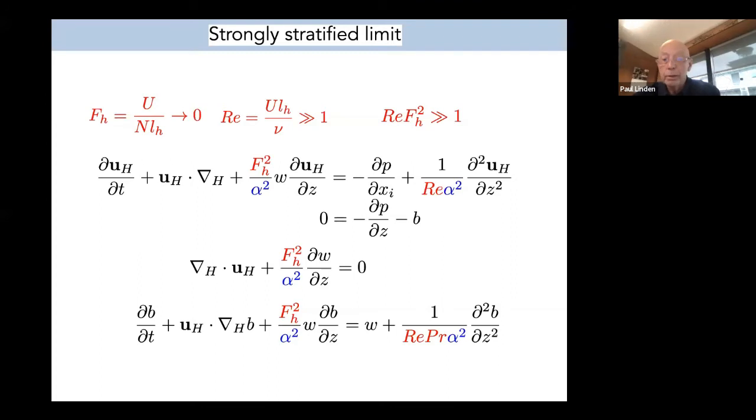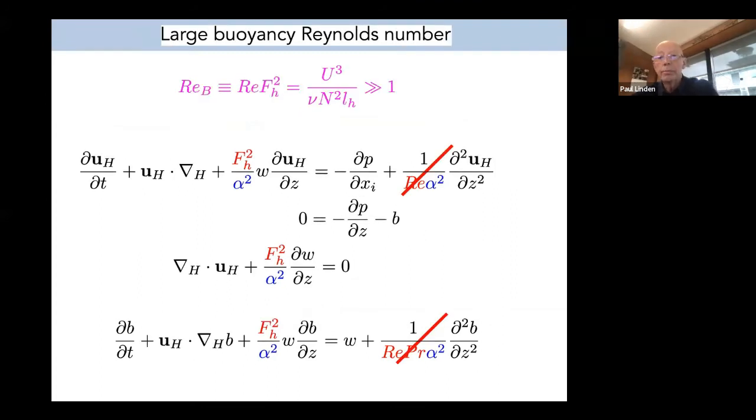As I said, we can then cross out these other terms because of this limit of large product of the Reynolds number times the Froude number squared. That product is known as the buoyancy Reynolds number, Re_b. It's an important parameter, and we'll see this come into play quite a lot later on in my talk.